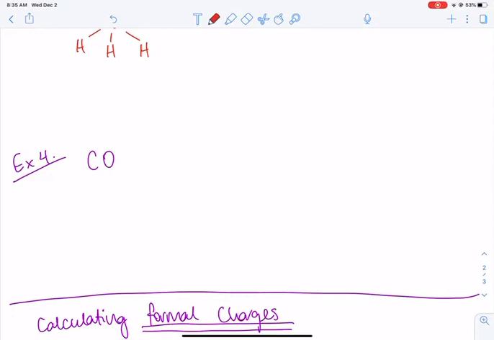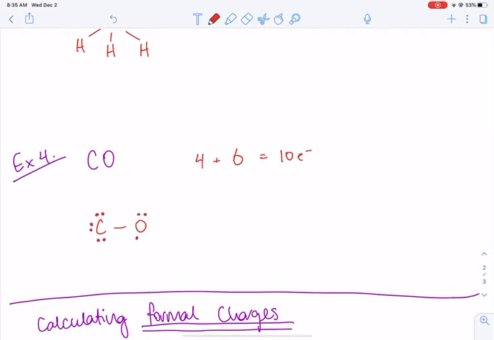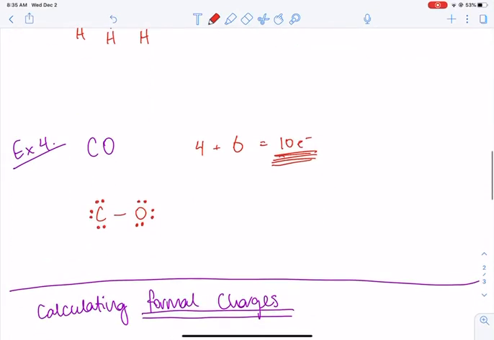Carbon monoxide: if you count for carbon, you'll see you have to count 4 spaces from the left, and for oxygen you have to count 6 spaces from the left, which is a grand total of 10 electrons. So if I stick these together, the easiest thing to do, and then make sure that each one of them has access to 8 electrons, let's see if this works. I should have 10 electrons in my structure. Let's count. 2, 4, 6, 8, 10, 12, 14. This doesn't work because it's too many electrons.